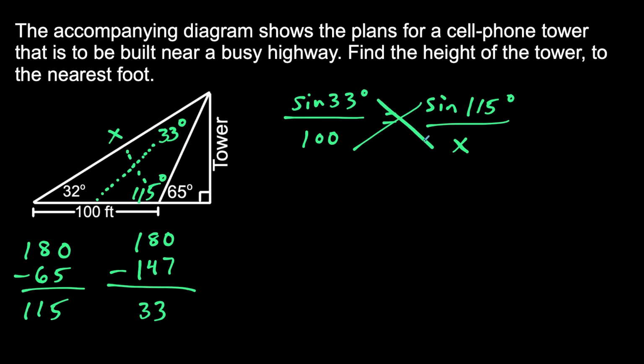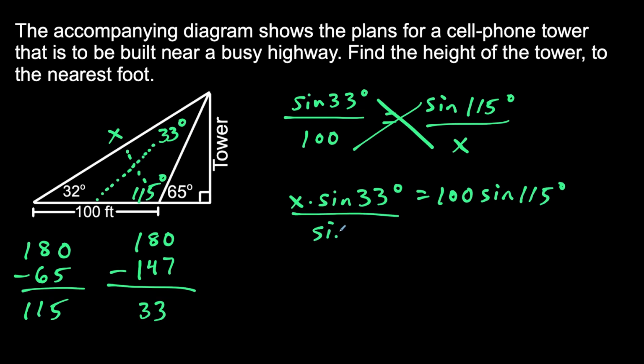So now to solve for x, we're just going to cross multiply. And we'll have x times sine of 33 degrees is equal to 100 times sine of 115 degrees. So now to solve for x, just divide both sides by sine of 33 degrees. And we're going to type this in the calculator, but just know we're not going to round to the nearest foot until the very, very end. Because right now we're solving for this, but we're going to write out the entire decimal.